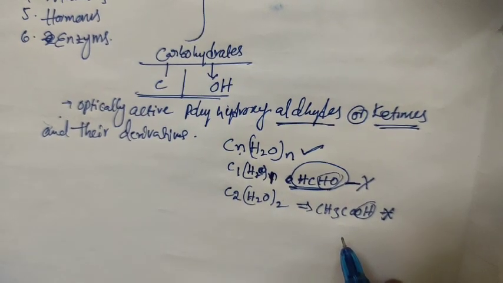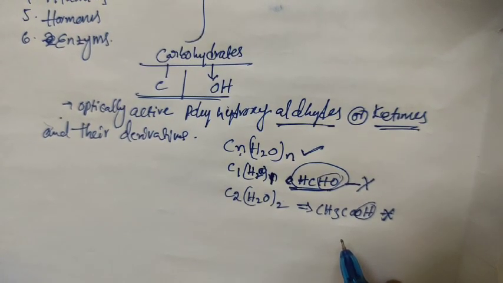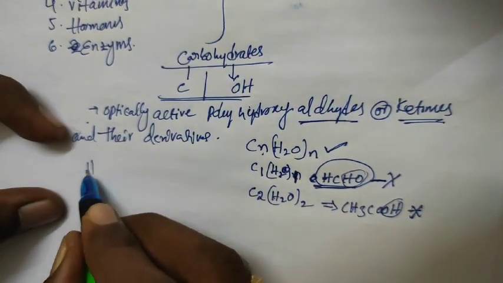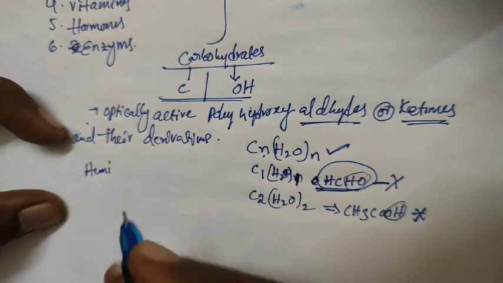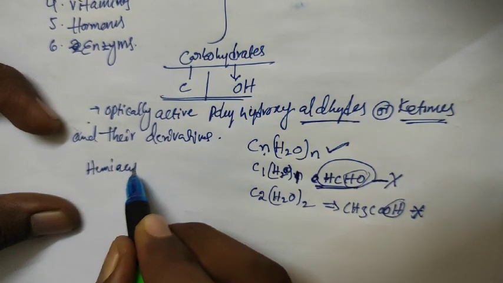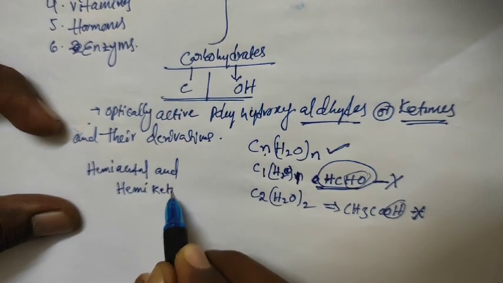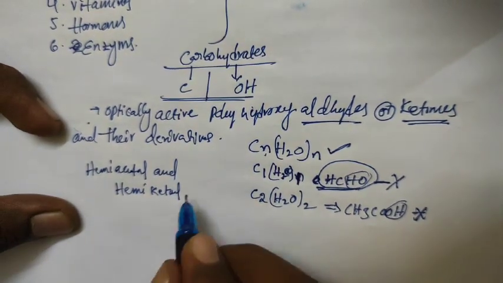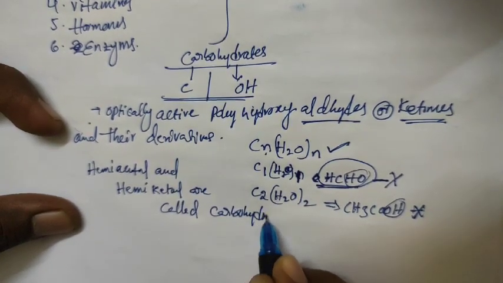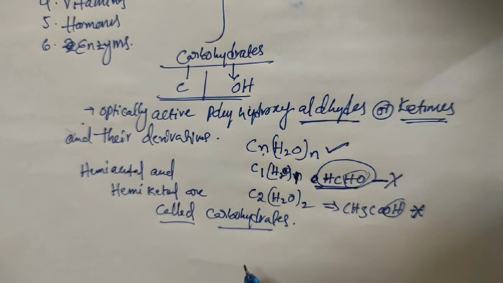They are available in free state or combined state, that is hemiacetal or hemiketal. Hemiacetals or hemiketals are called carbohydrates. What is a hemiacetal? If you know the aldehyde and ketone chapter, then you can understand. Hemiacetals and hemiketals are called carbohydrates.